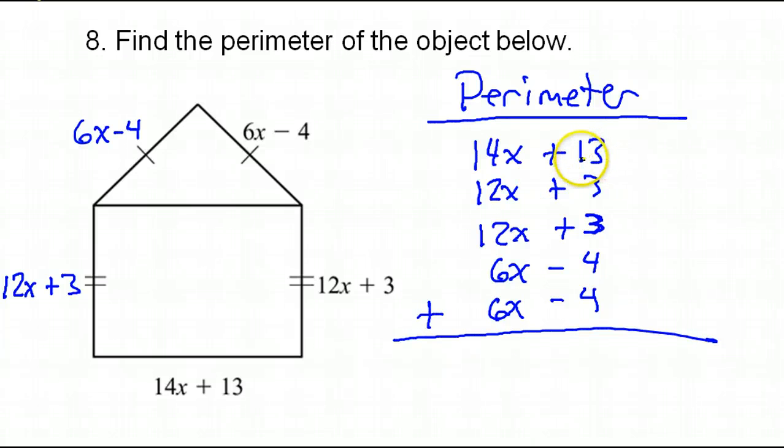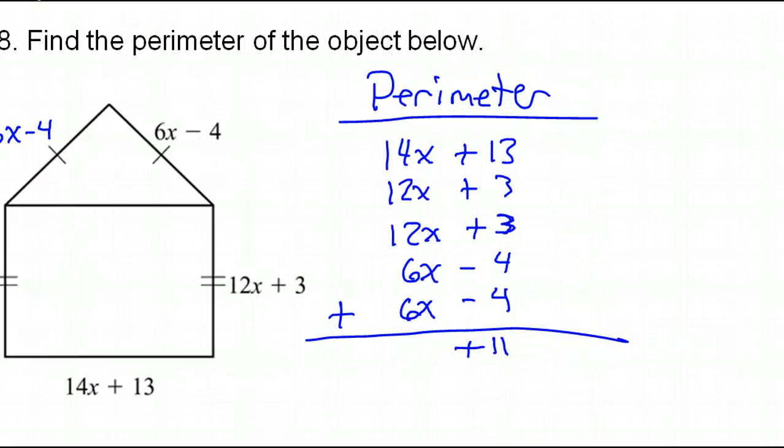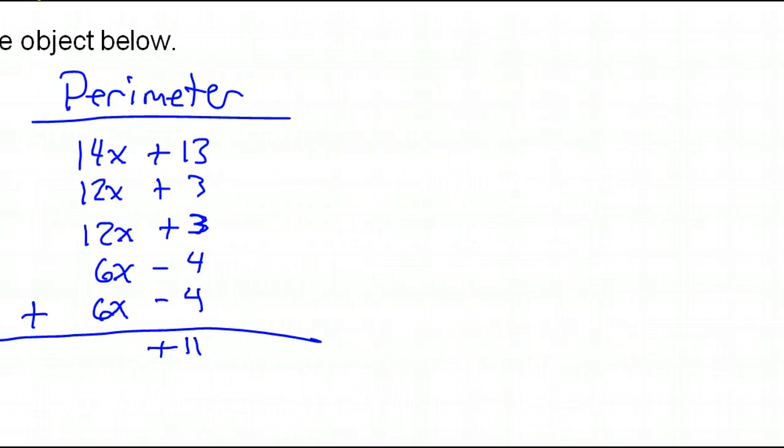Alright, so I've got 13. 13 plus 3 is 16. Add another 3, that's 19. Okay, 19 minus 4, that's 15. And then minus another 4, that's 11. So I'm going to have plus 11. Alright, if you had any problem with that, I say use a calculator.